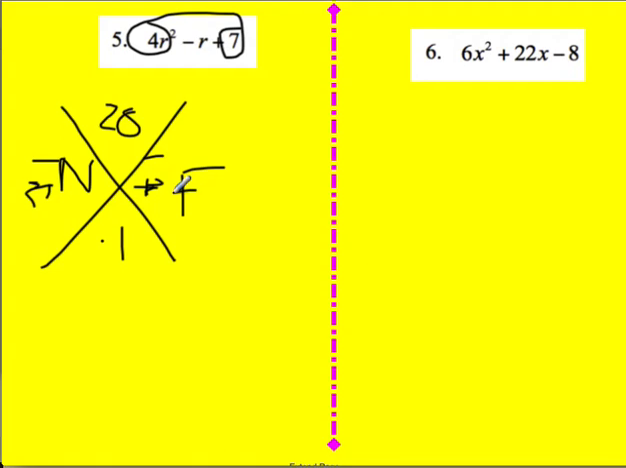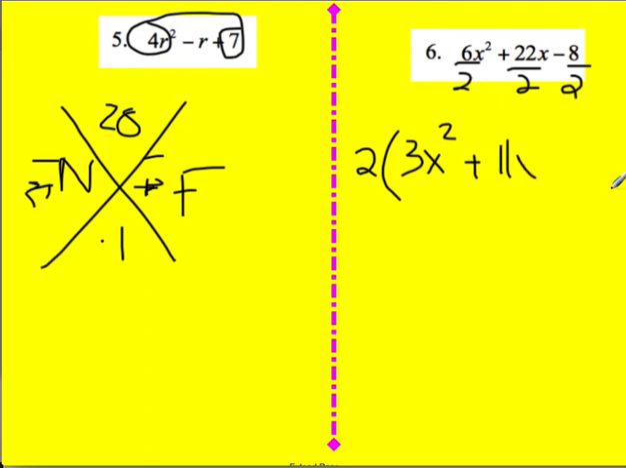Now for number 6, there's something that divides 6, 22, and 8. So that's going to be a 2. So you could take a 2 out of each. So we're going to divide each of these by 2. So then when I do that, 6 divided by 2 is 3, and then x squared. 22 divided by 2 is 11, and then x. And then 8 divided by 2 is 4. So then we have 3x squared plus 11x minus 4. And then we can close the parenthesis.